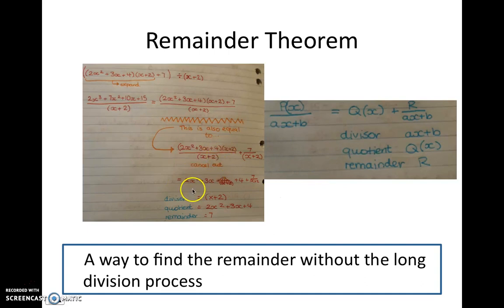Cancel this out. So this bit is the quotient, 2x² + 3x + 4. The divisor is x + 2. And because 7 can't be divided by x + 2, the remainder is 7.